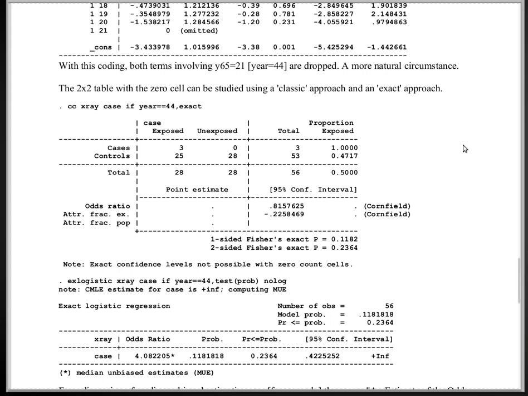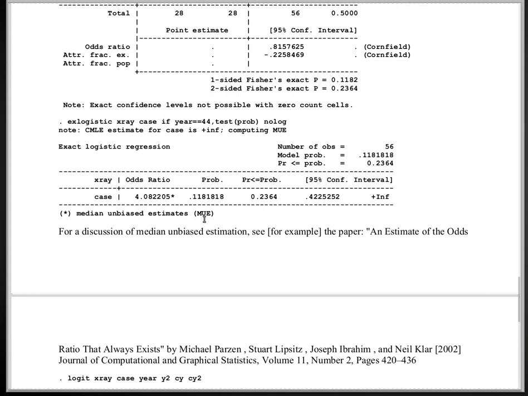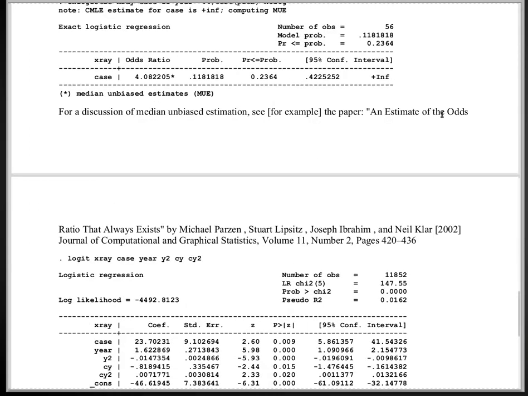But in any case, we can get an estimate, and there's a lot been written about how or when we might want to use exact methods in order to construct odds ratio estimates in circumstances where there are zero cells. And we end up with a new notion here, something called median unbiasedness. And again, quite a bit has been written about this, and a comparatively recent article from 2002 details quite a bit of this important issue.